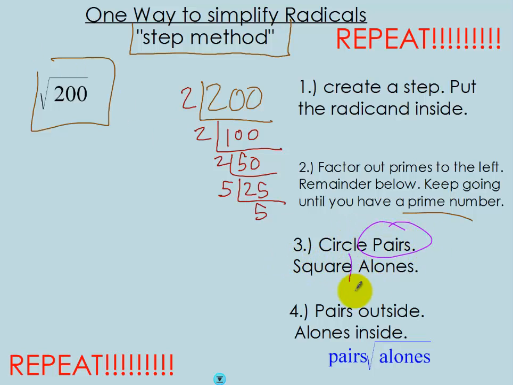Now I want to take all of my outside numbers, and I want to circle the pairs, and then square the alones. So what I mean is, here's a pair of 2's, I circle. Here's a pair of 5, I circle. This 2 does not have a friend, so I put a square around him. And the last step, pairs on the outside, alones inside.